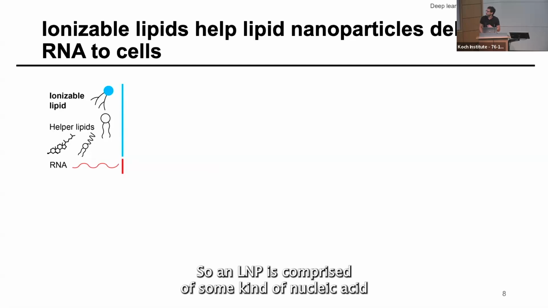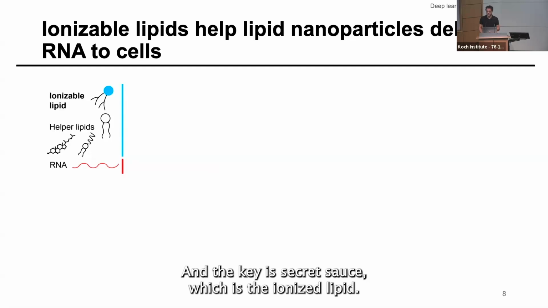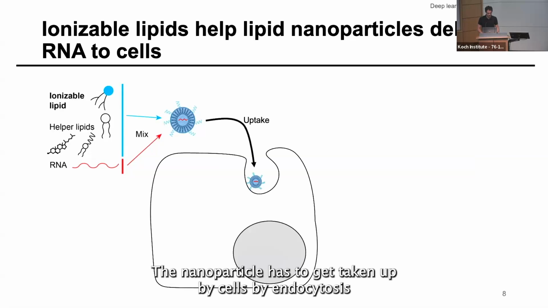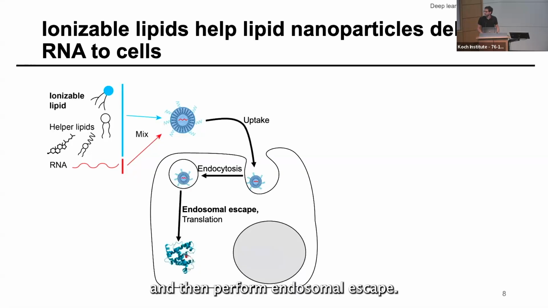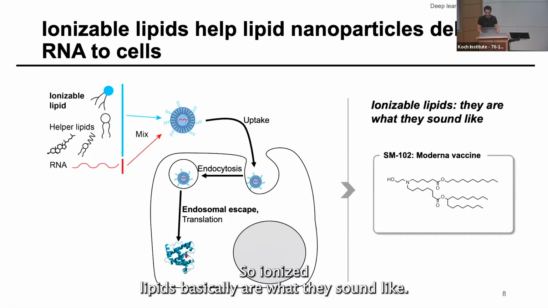An LNP is comprised of some kind of nucleic acid you're trying to deliver, along with various helper lipids, and the key secret sauce, which is the ionizable lipid. You mix these together to make a nanoparticle. The nanoparticle has to get taken up by cells via endocytosis, and then perform endosomal escape, and then the RNA can be translated into whatever functional protein of interest. So ionizable lipids basically are what they sound like.